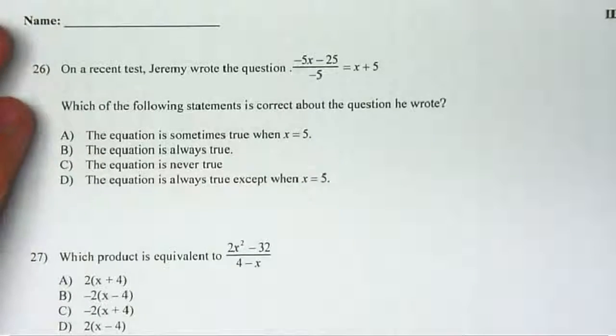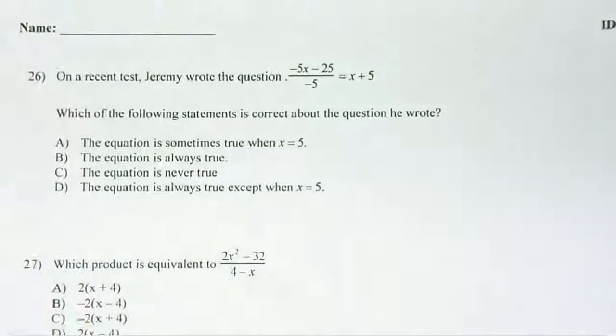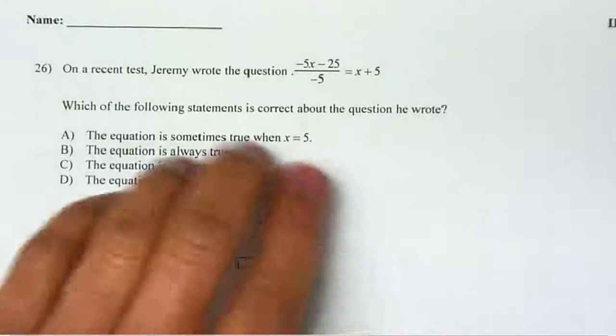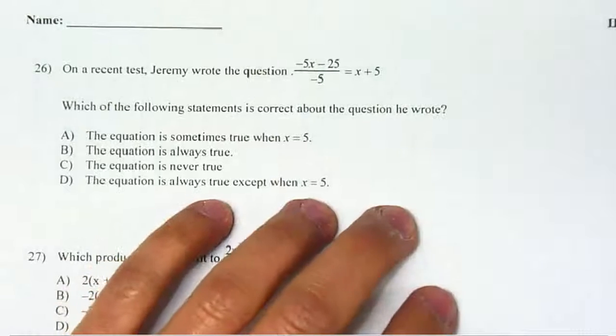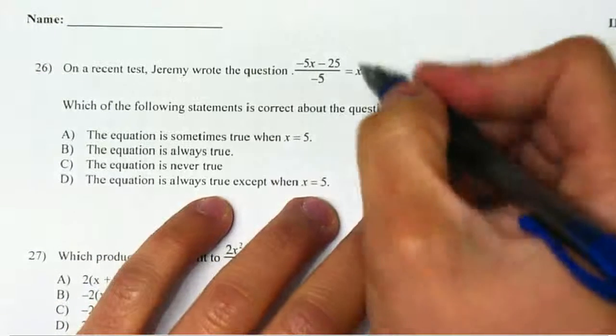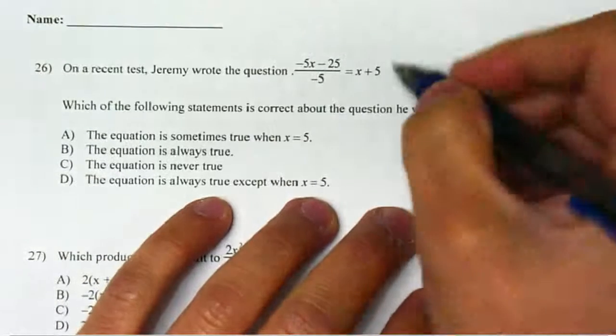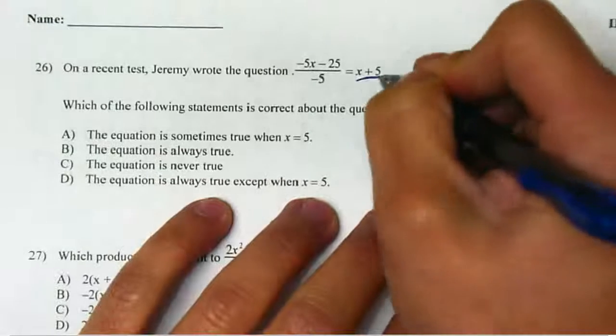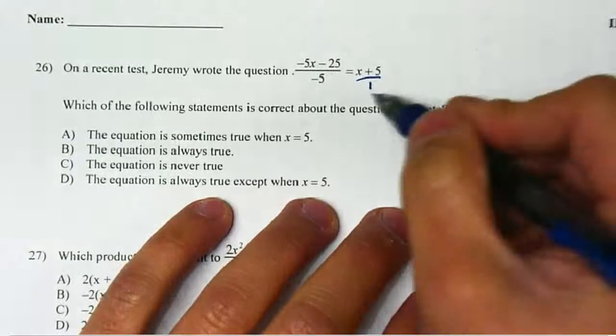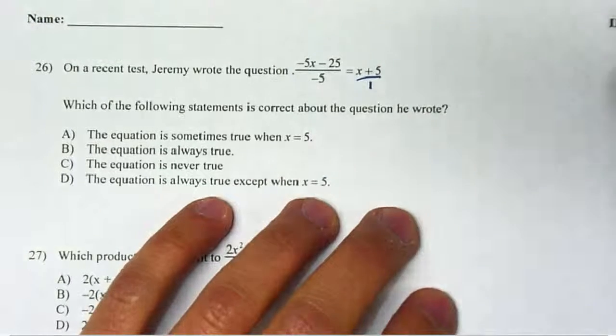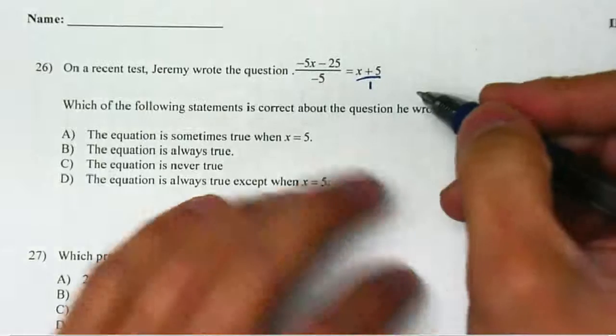All right, for number 26, we want to solve this and then see which of these are going to be the answer. Now notice it's going to be some kind of special type of answer, but we'll see when we get there. So one way you can do this is either cross multiplication if you make this into a fraction, or you can just do the denominator way, which is getting an LCD of -5. But I'll just do cross multiplication.